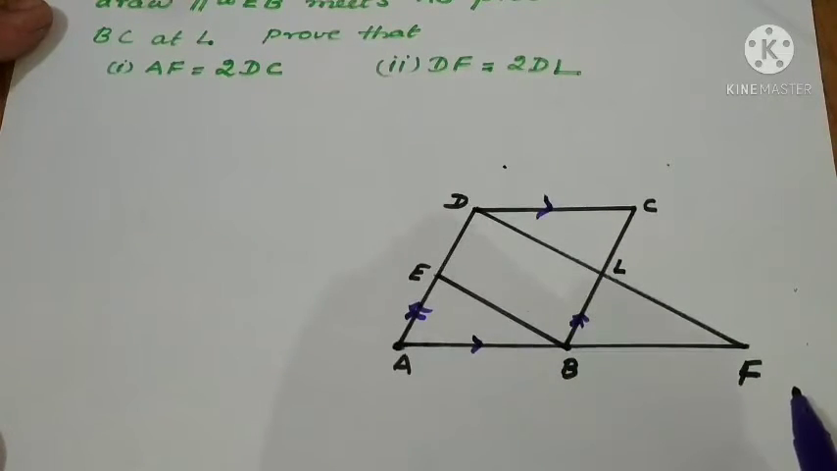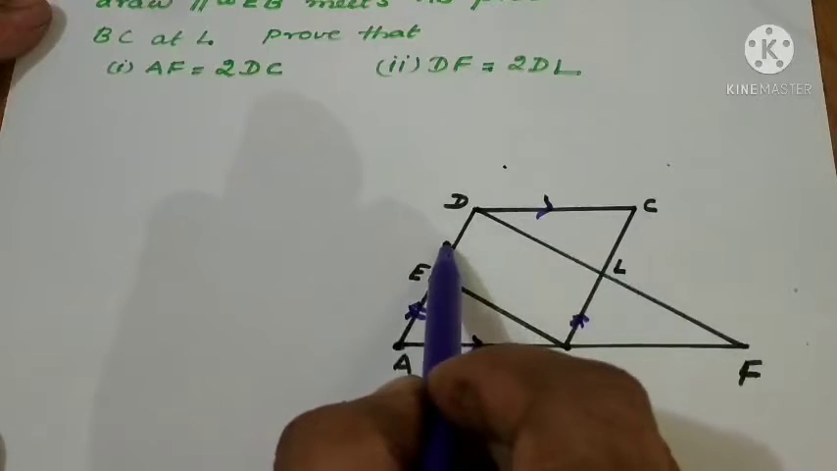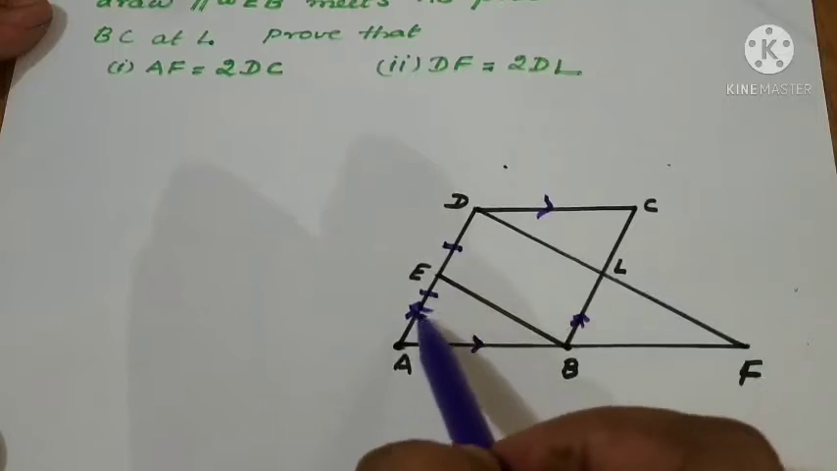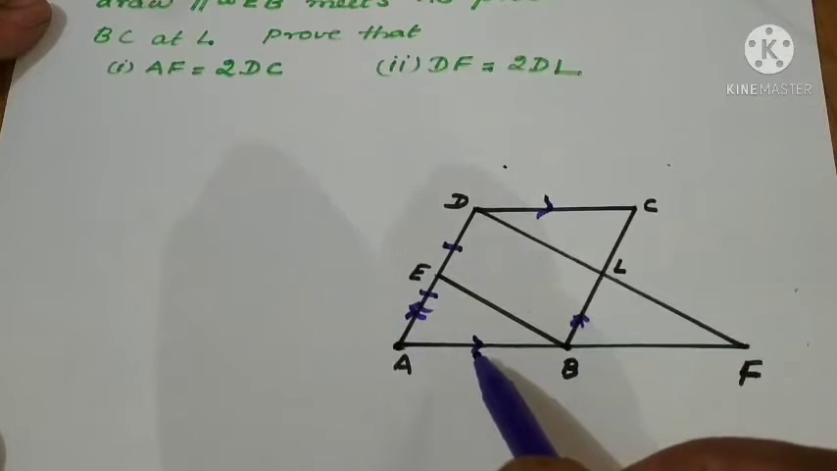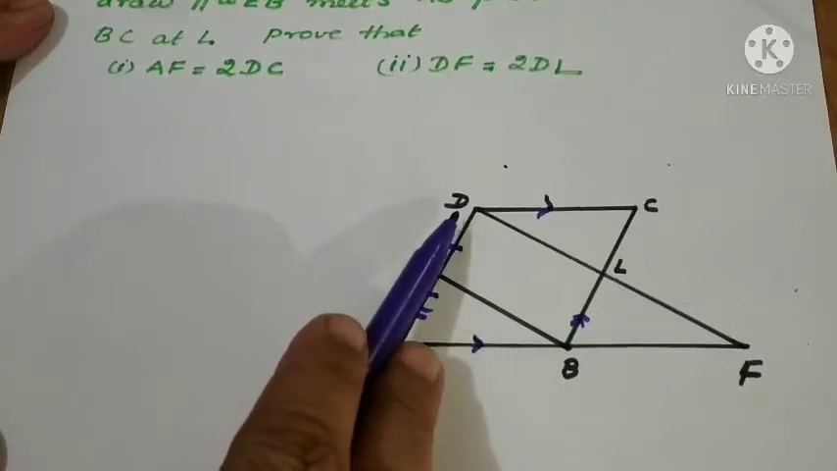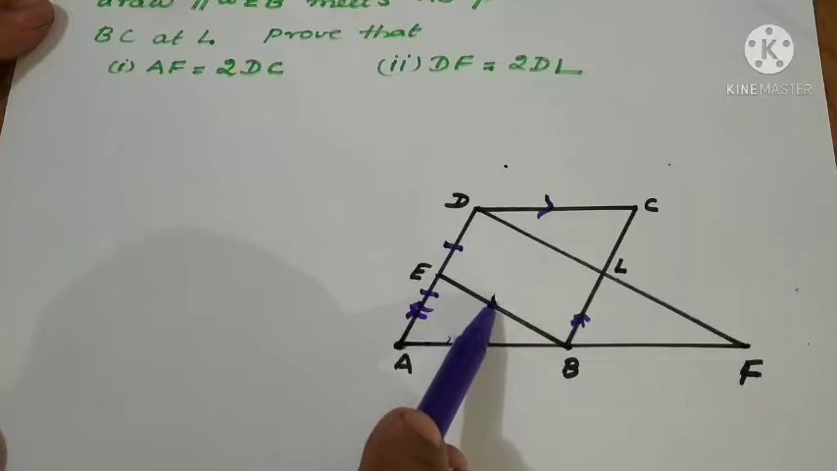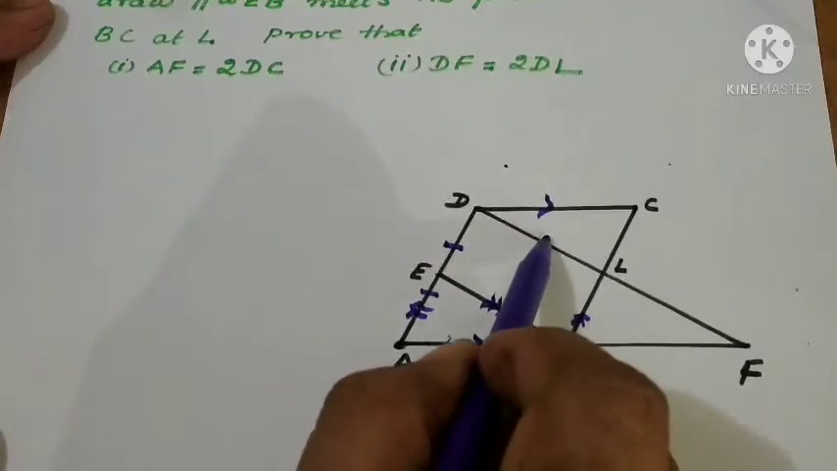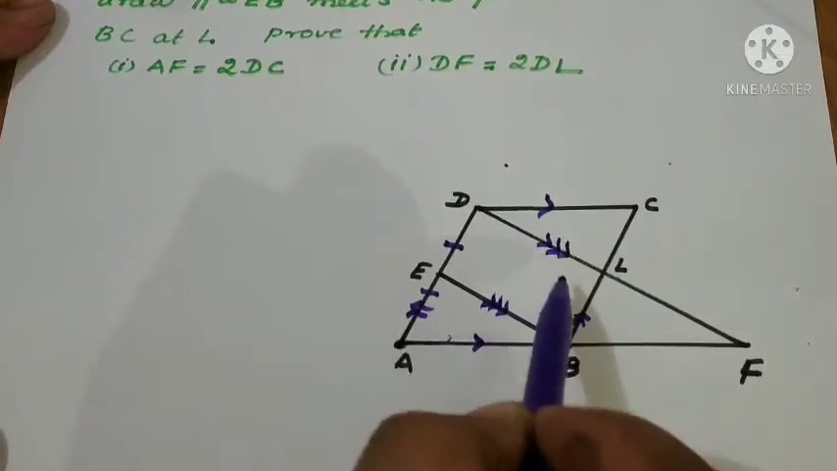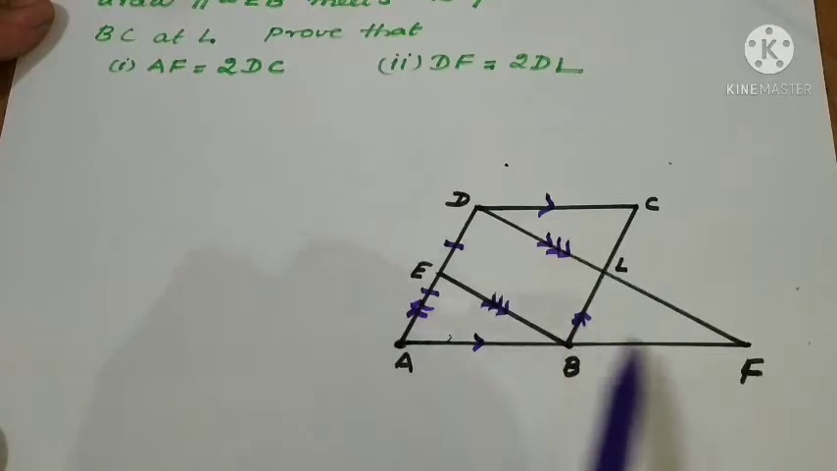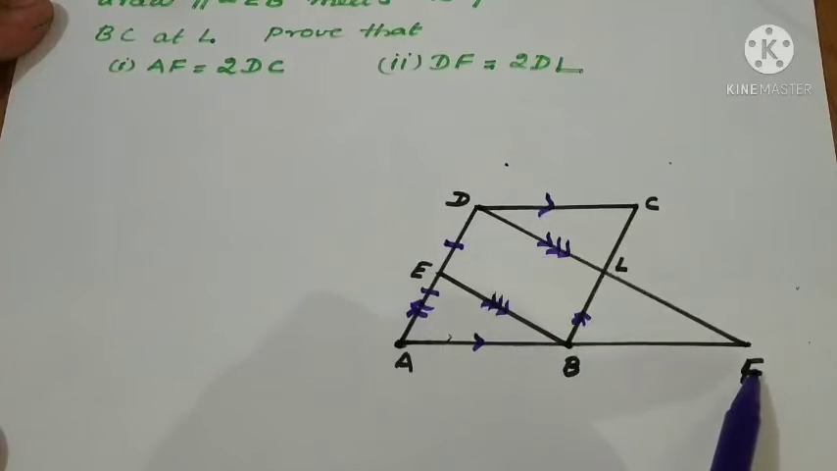Okay. Next, E is the midpoint of AD. That means these two sides are equal, that is AE equal to ED. A line through D parallel to EB. That means these two are parallel. Third parallel concept here. Parallel to EB produced meets AB produced at F and BC at L.